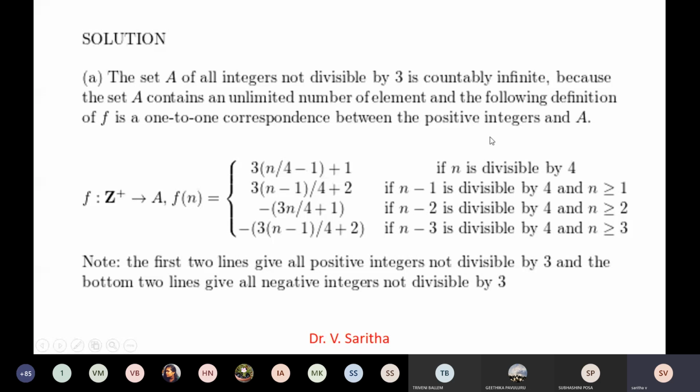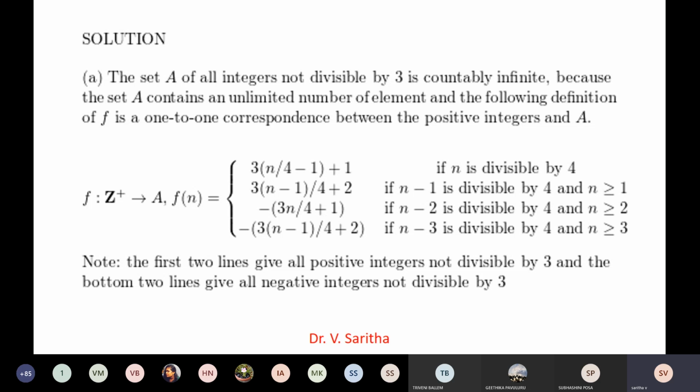4 is divisible by 4. So in such a case, 4 will be mapped to this one. How is it being mapped? 4 by 4 will become 1. 1 minus 1 will become 0, plus 1. So 4 will be mapped to 1 here.